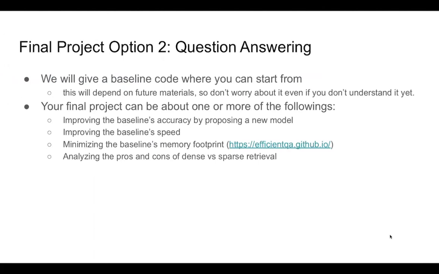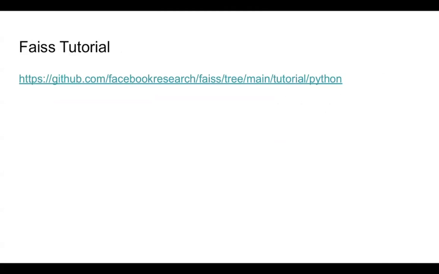I think you remember that we talked about question answering last class, and question answering is really about finding the answer from a large corpus given a question. And you want to work on how we can improve this baseline. But improvement can be made in different aspects, not just accuracy, but also speed and maybe minimizing memory footprint, etc. And we did a quick FAISS tutorial to see how FAISS works code-wise.